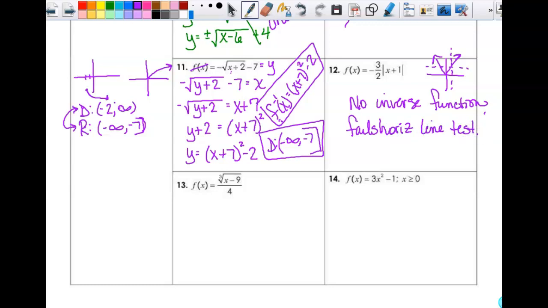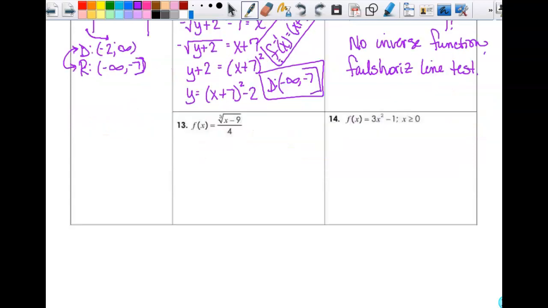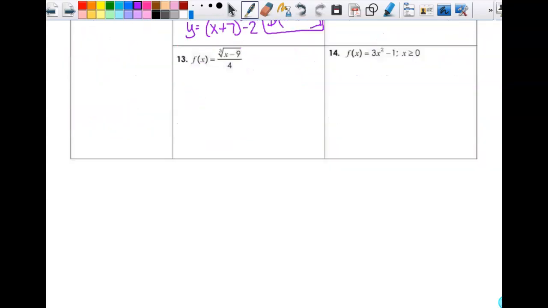All right, so let's look at 13. 13, this is a cube root. So my cube root function, parent function, looks like this. So yes, it's a one-to-one function. So I can move on then.